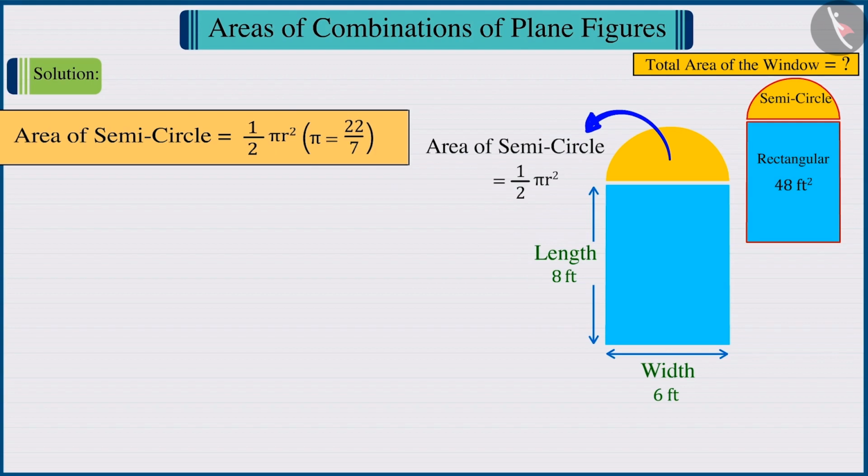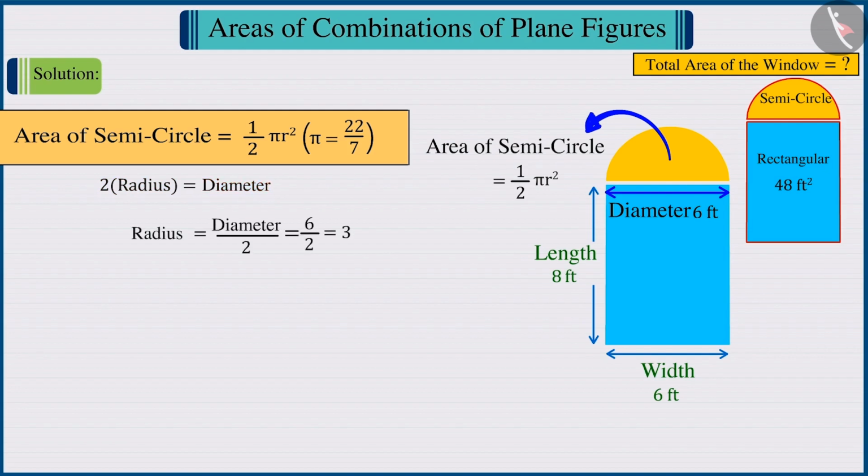But we do not know the value of r, that is, the radius here, so let's first find the value of r. Observing the shape of the window carefully, we can find that the diameter of the semicircle represents the width of the window. And we know that the diameter is twice the radius, for which we can say that the radius of the circle will be 3 feet.